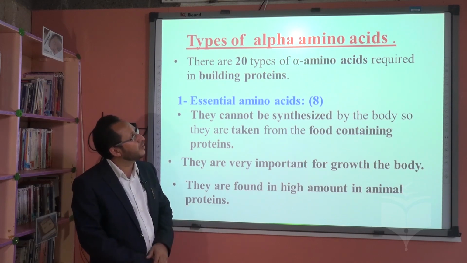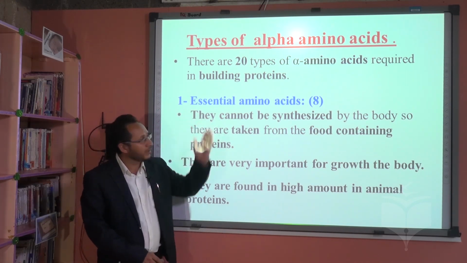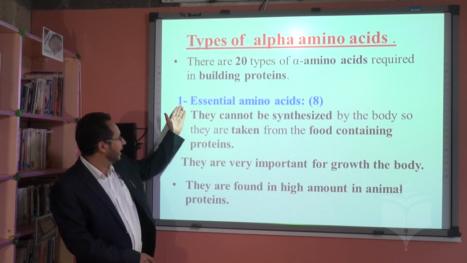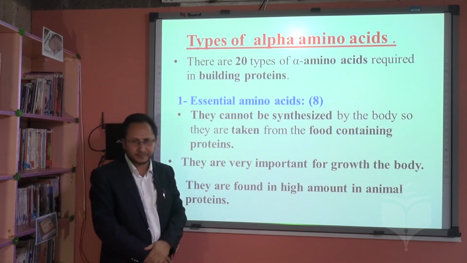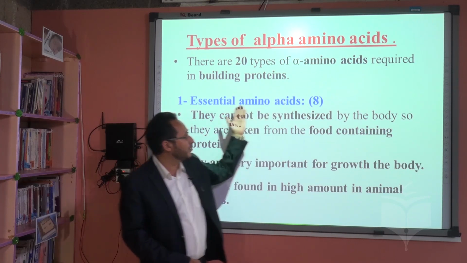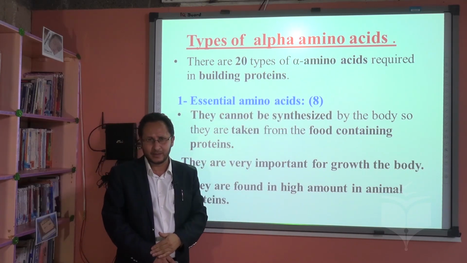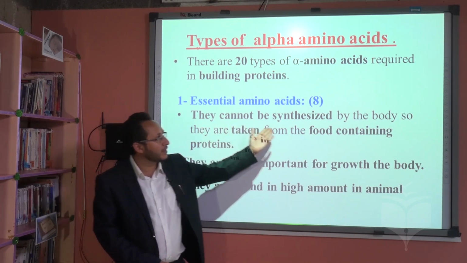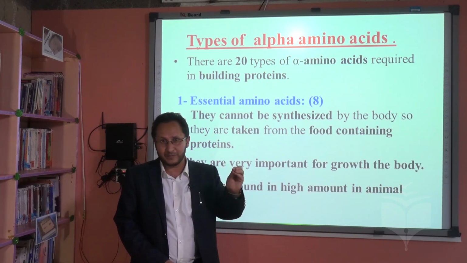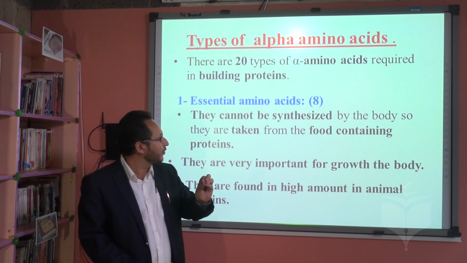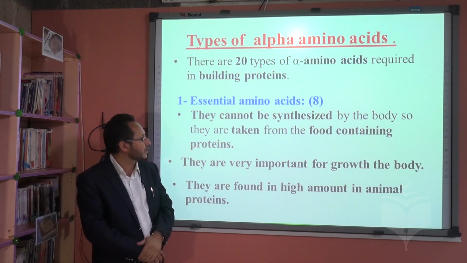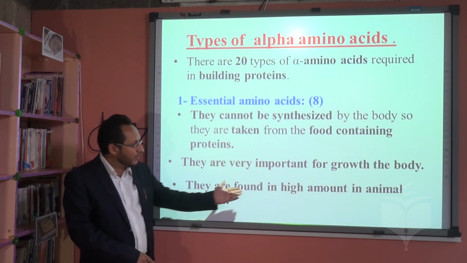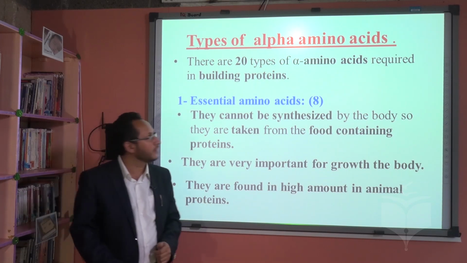Now, what are the types of amino acids? There are 20 types of alpha amino acids required in building proteins. The first ones are the essential amino acids. Here we have 8 types of essential amino acids. We call them essential because they cannot be synthesized by the body, so they have to be taken from food containing proteins. They are very important for the growth of the body. They are found in high amounts in animal proteins.